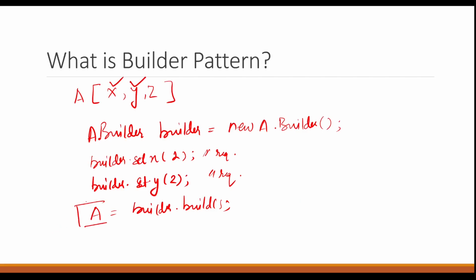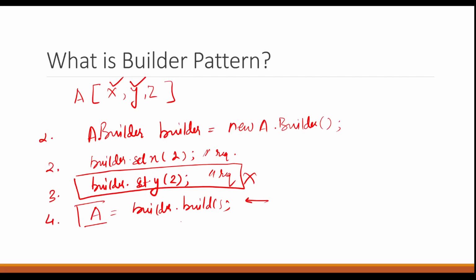Now suppose that the user was not providing this value, right? So the user was not setting the value of Y, and we invoke this line of code. So I'll just label the line numbers of this code, right?